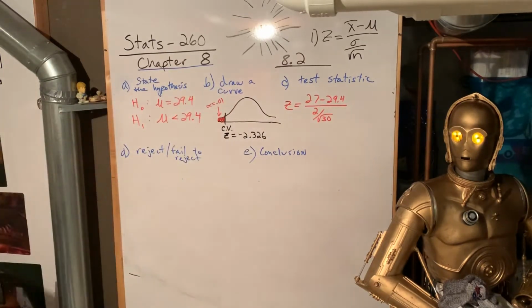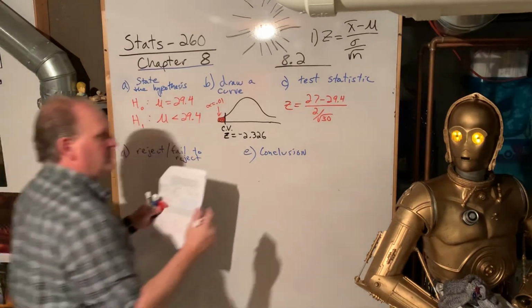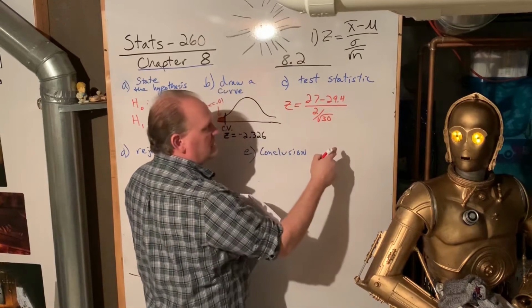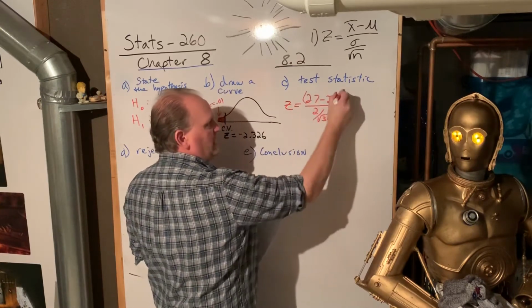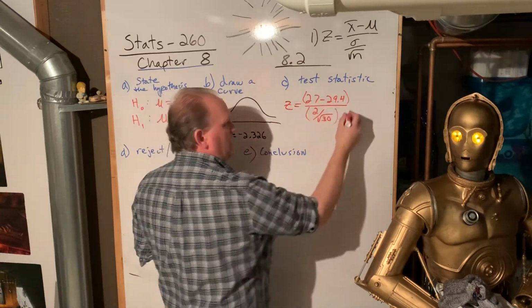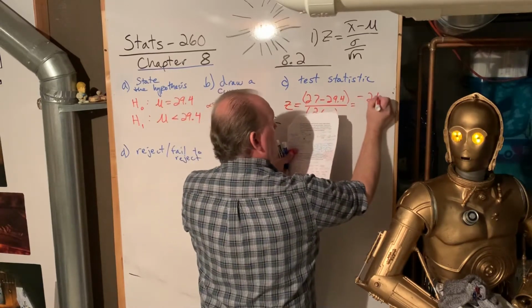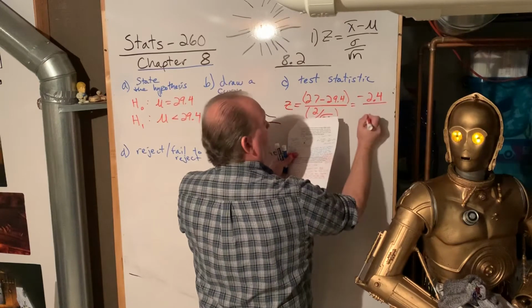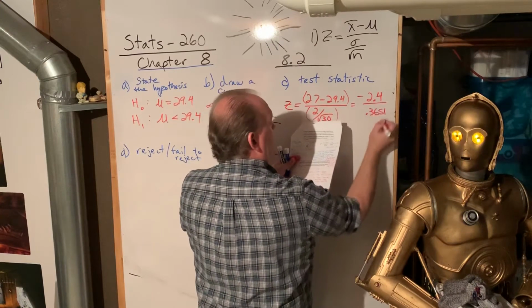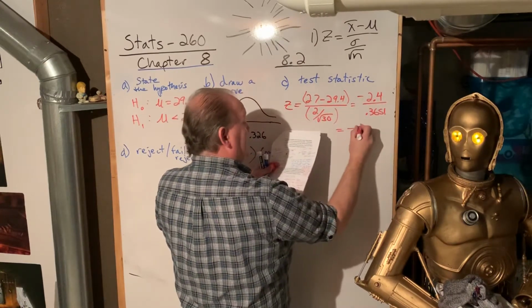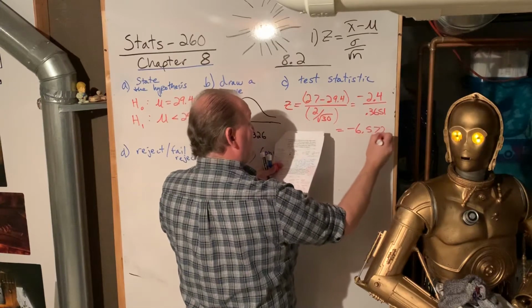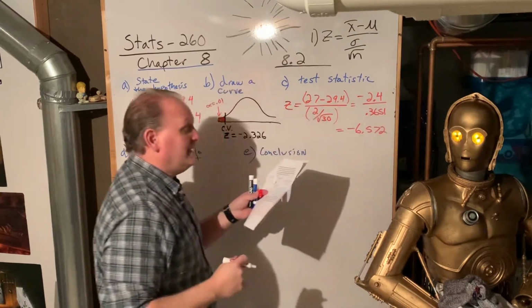So when you work that out, work out the top, work out the bottom, do the numerator, do the denominator. If you're going to try to put it in your calculator all at once, you've got to do parentheses around that and parentheses around that. I think it's easier to actually do a step of work here. Negative 2.4 divided by 0.3651. We end up with negative 6.572. Holy Toledo.